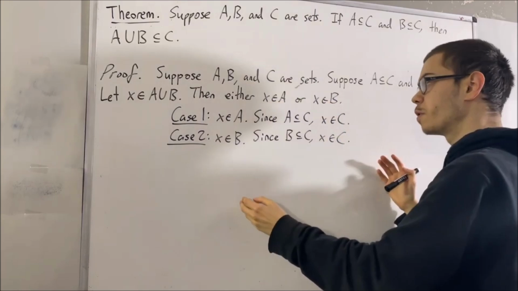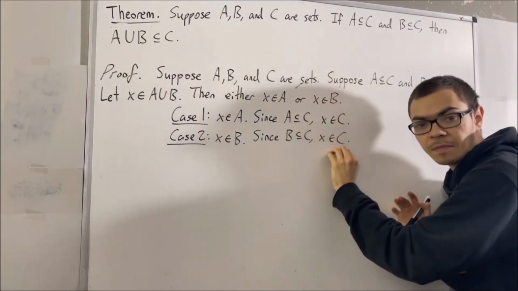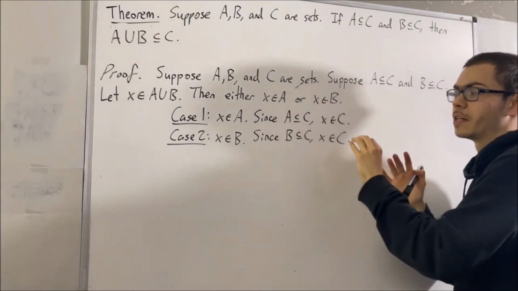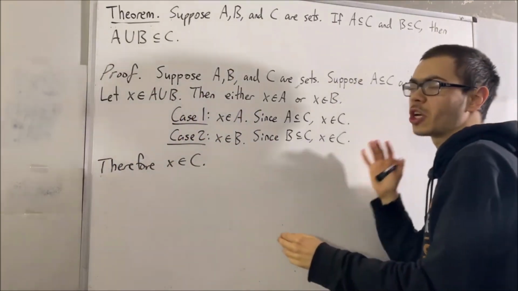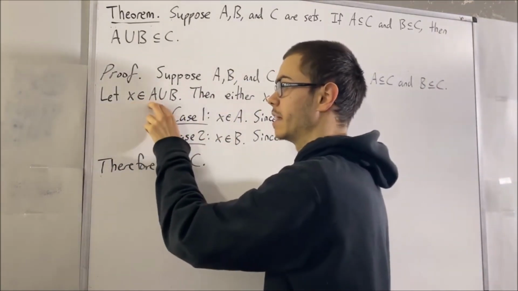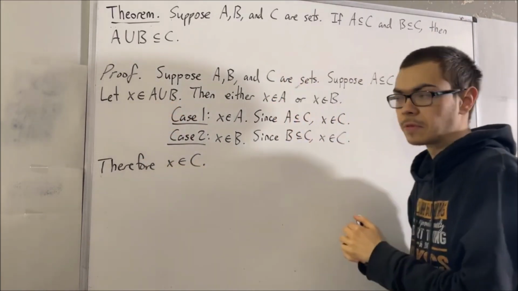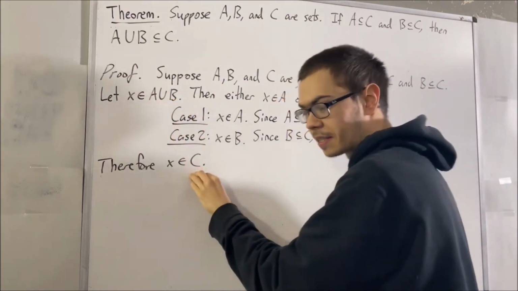And so really, we've proven whichever one of these happens to be the case, X must be an element of C. So really, we can conclude that X is an element of C. So really, we started with an arbitrary element, X, in A union B. And we showed that X must also be in C. Therefore, everything in A union B is also in C.